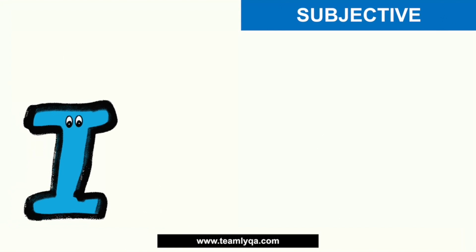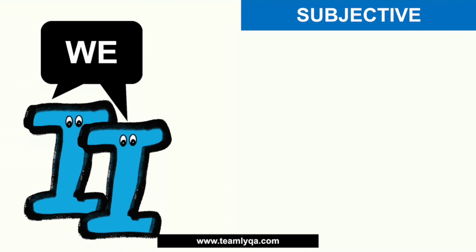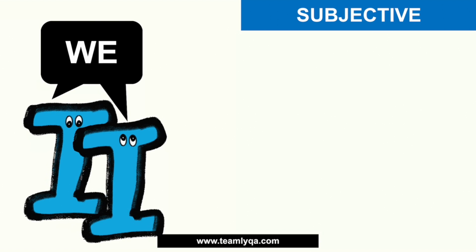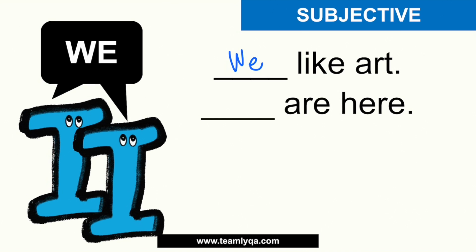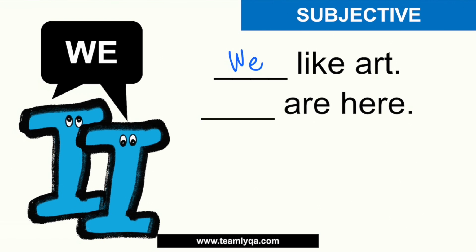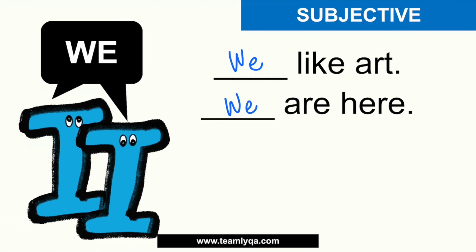Now, ano ba ibig sabihin ng subjective? Ang subjective, ang ibig sabihin niya lang ay ikaw ang tigagawa sa sentence. Okay? So sa I, kung dalawa kayo, okay, ang gagamitin ninyo ay we. Now, paano to magka-come into play sa actual na totoong buhay? If you have a sentence like this, blank like art, ang gagamitin natin is we. We like art. Kung blank are here, dahil dalawa sila na nandyan, isa, dalawa, at kasama yung nagsasalita, so this will be we are, or kami ay nandito, we are here.